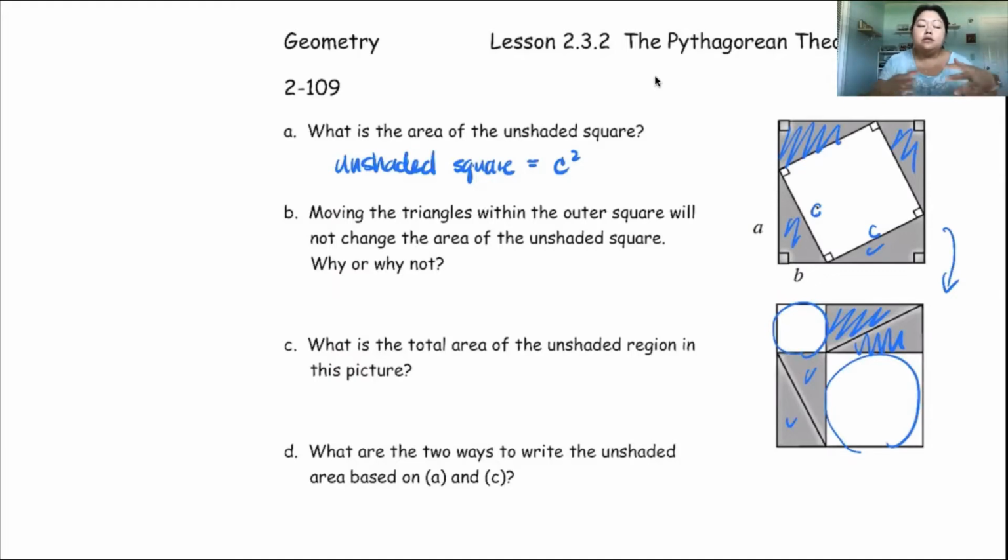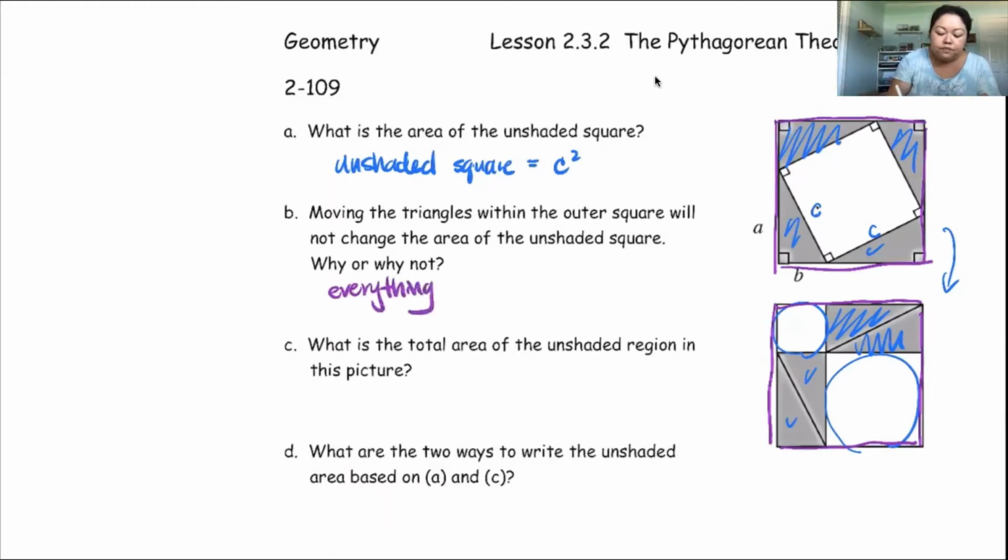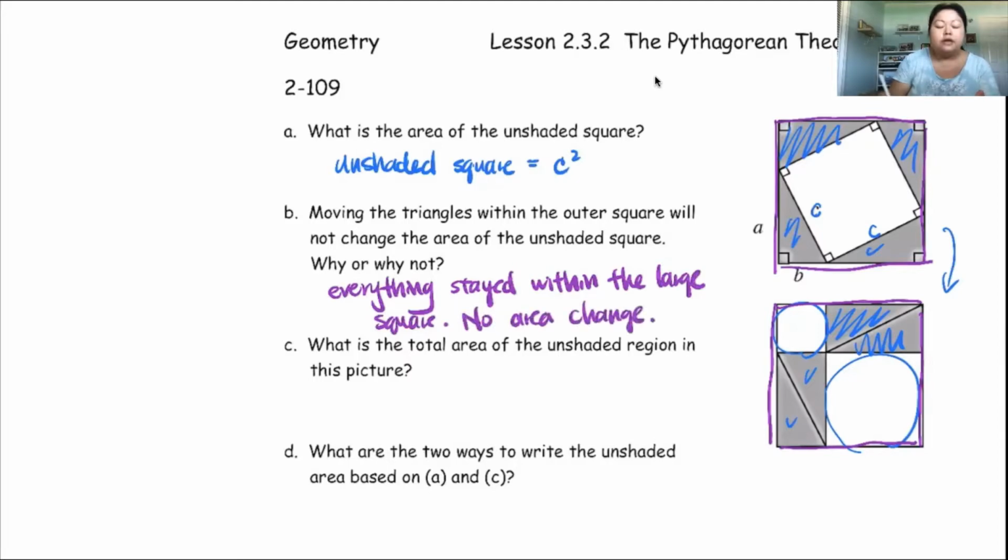And because we still stay within the big square, no matter how I move the pieces, I'm still staying within the big purple square here. So in the second picture, even though the pieces move around, I'm still inside here. Nothing changed. I didn't take anything out, and I didn't add anything in. That's why in this case, the area of the unshaded square did not change. So the answer would be everything stayed within the large square. No area change, right? Nothing went in, nothing came out.